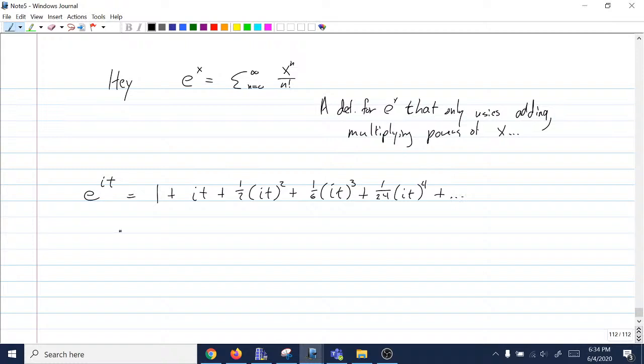Well, these powers of i are evaluable. i squared is -1. i cubed is -i. i to the fourth is 1. i to the fifth is i. i to the sixth is -1. i to the 7 is -i. i to the 8 is 1.